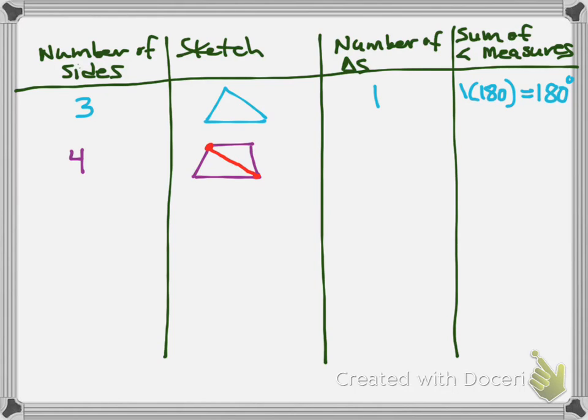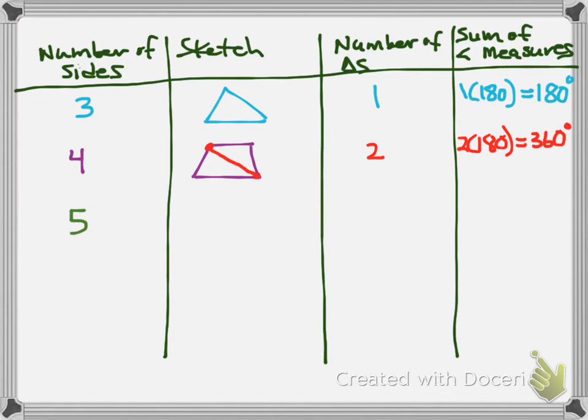So how many triangles did I split that 4-sided figure into? 2. So now I'm going to figure out what 2 times the measure of one triangle is going to give me: 360. So what that says is all four-sided figures, all 4 angles add up to 360 every time. Okay? Always.